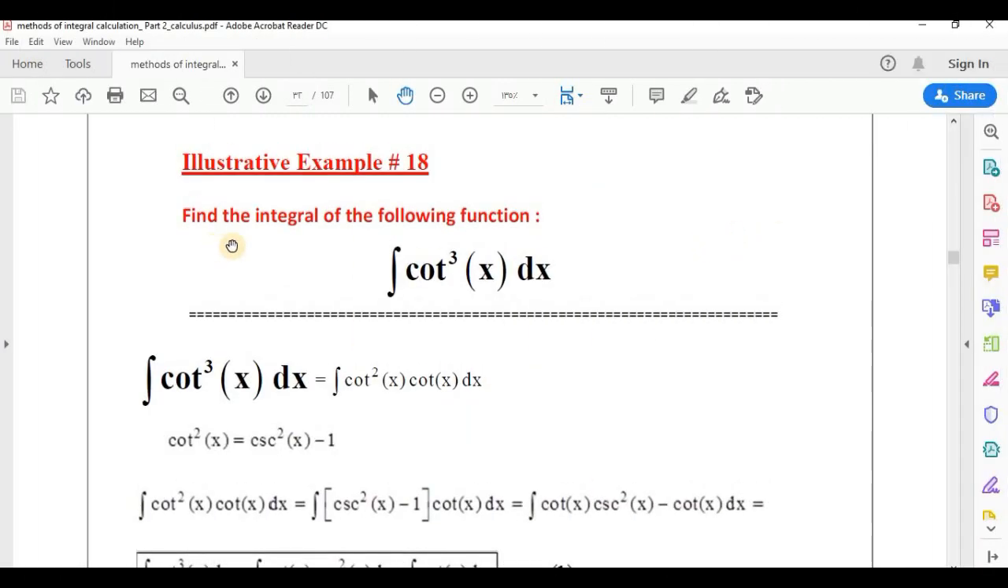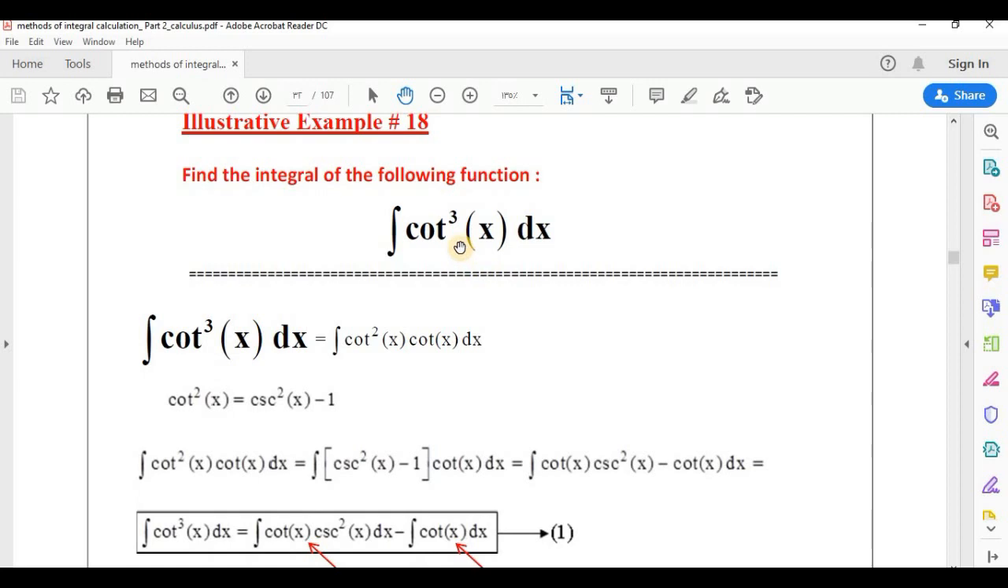We have this question. Find the integral of the following function. We have the integral of cotan to the power 3 x dx. As we notice, if the power is odd or even, we will solve the integral for this type of function by using the substitution method. If we have odd power, we will withdraw 1 to get the quadratic exponent. If 3 we withdraw 1, it will become 2. So the integral will become integral cotan to the power 2 x multiply cotan x dx.